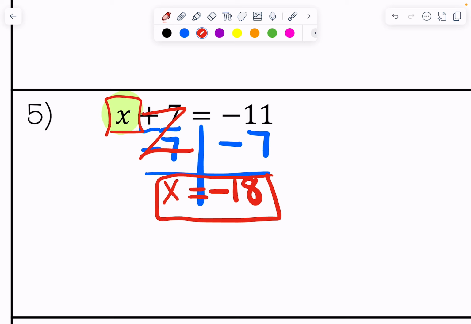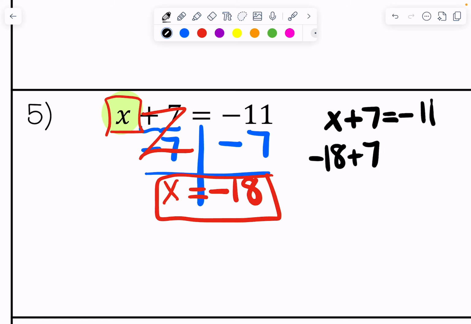And I can always check this too, because if my original equation was something plus 7 equals -11, I should be able to plug in -18 for x, and -18 plus 7 is going to give me -11, so that checks out.